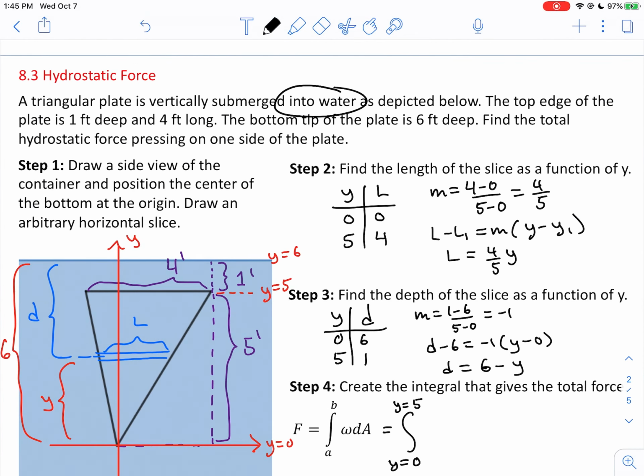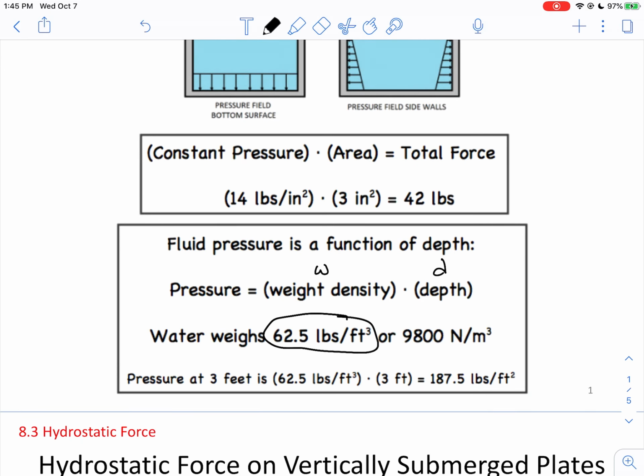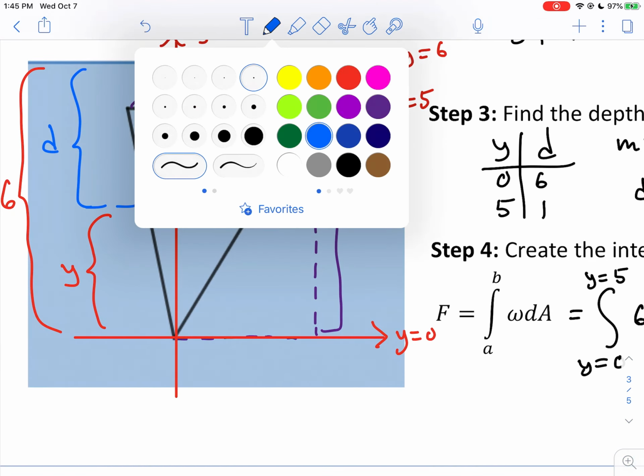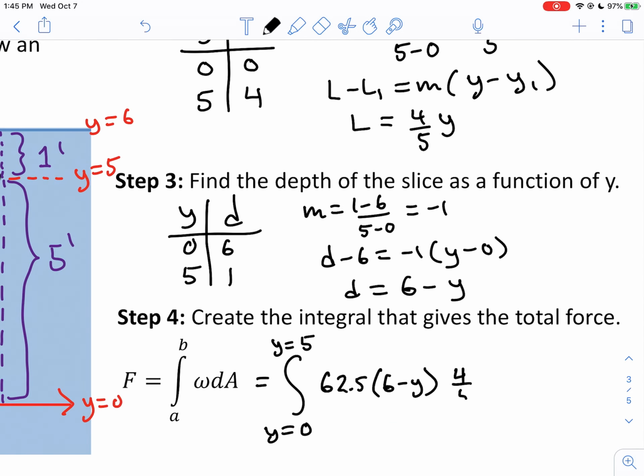This is converted into water, and notice everything's measured in feet. So we're going to wind up using this value for the weight of water. All right, so we have omega, 62.5, times the depth. The depth is 6 minus y, times the area. L times dy will give us the area of that strip: 4/5 of y, and then times the dy is the thickness.